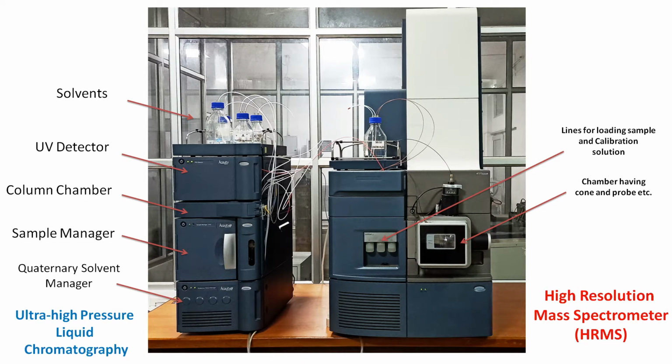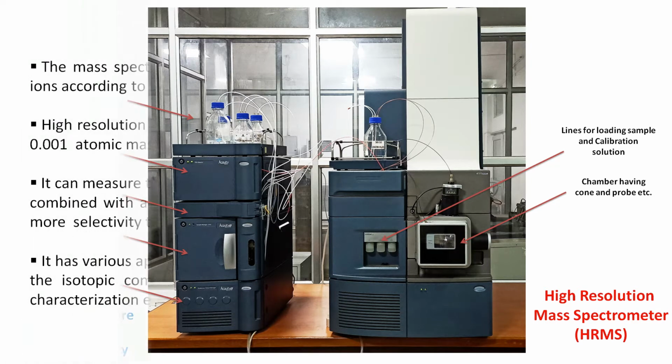On the right side you can see here it is a high resolution mass spectrometer. Here there are two arrows. One is showing a chamber having cone and different types of probe. Whatever probe you want you can attach here. Here we are having ESI probe, and the second arrow is showing a line for loading samples and calibration solution.